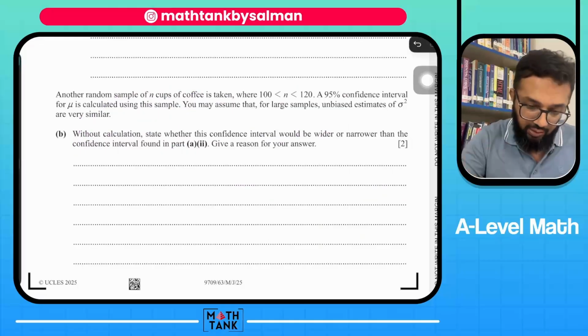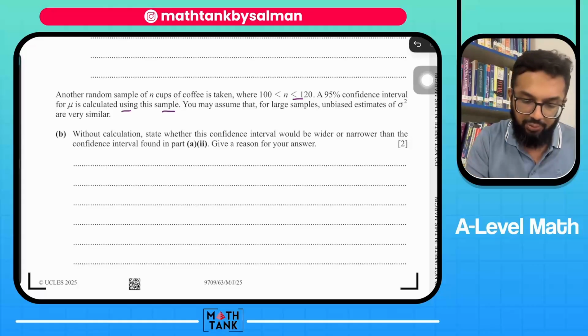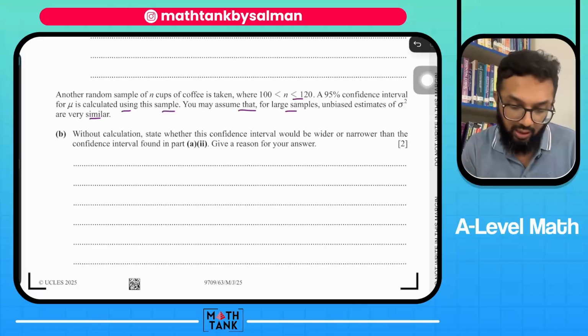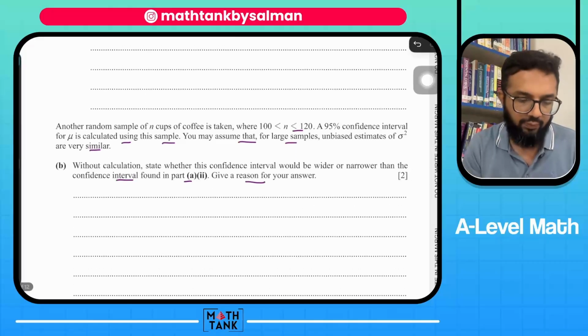Then it says another random sample of n cups is taken where n is between 100 and 120. A 95% confidence interval for mu is calculated using the sample. You may assume that for large samples, unbiased estimates of sigma square are very similar. Without calculation, state whether this confidence interval would be wider or narrower than the confidence interval found in part 2. Give a reason for your answer.